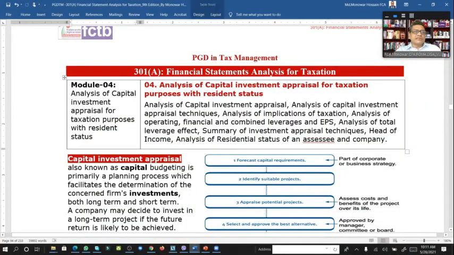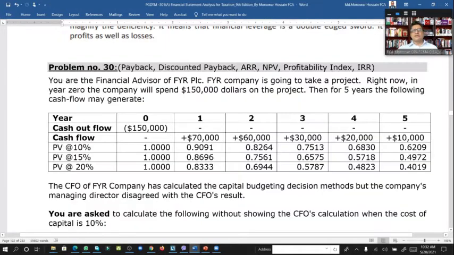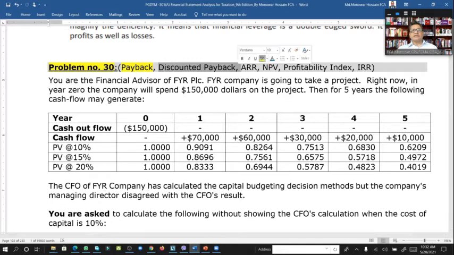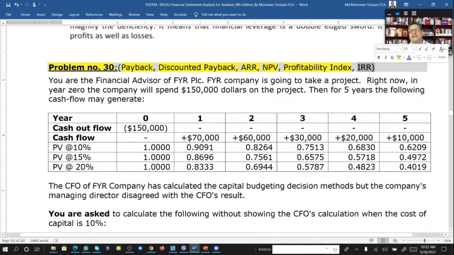Today we'll discuss our module 4, analyzing capital investment appraisal for taxation purposes. This is a math module. Within this module, most of the techniques are in one place. After completing it, we will understand what is payback, discounted payback, accounting rate of return, net present value, profitability index, and internal rate of return.